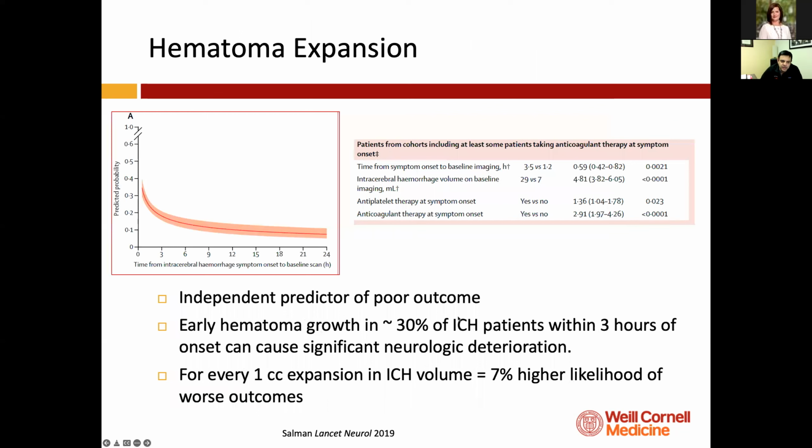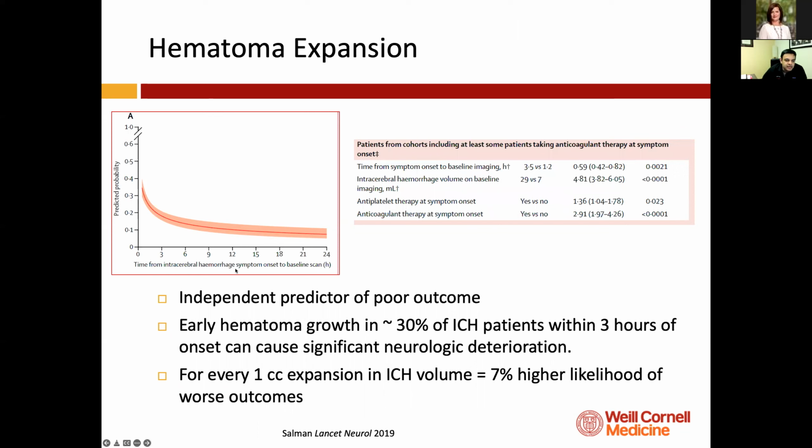Why is hematoma expansion important? Because we know that hematoma expansion is pretty much the most independent predictor of poor outcome. And every cc that the bleed expands increases the likelihood of poor outcome by 7%.